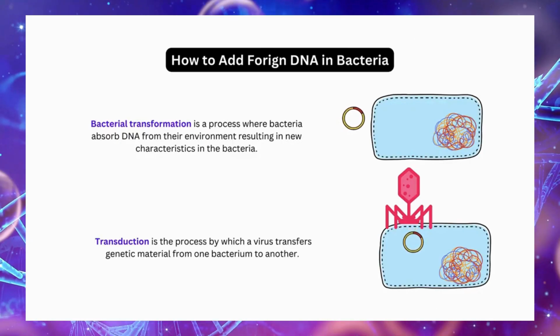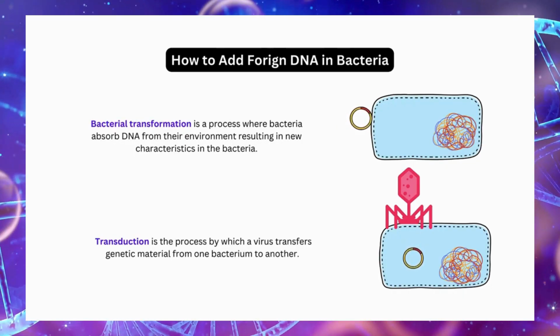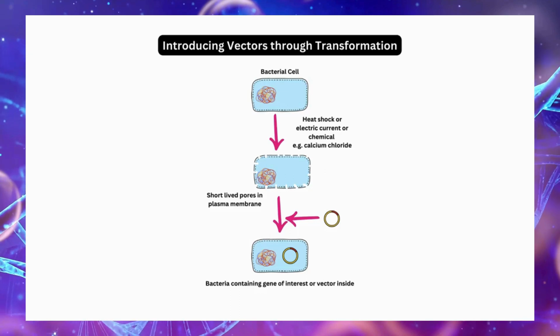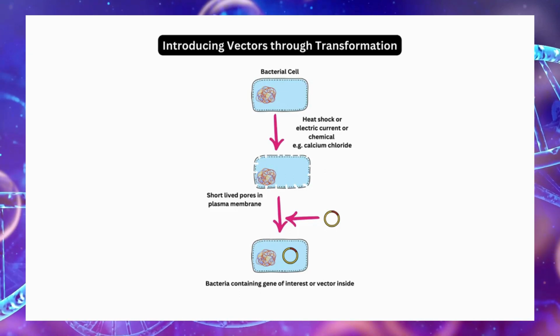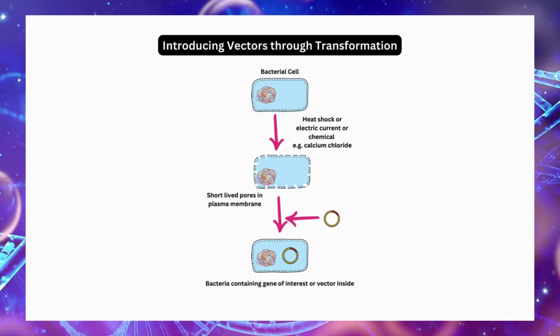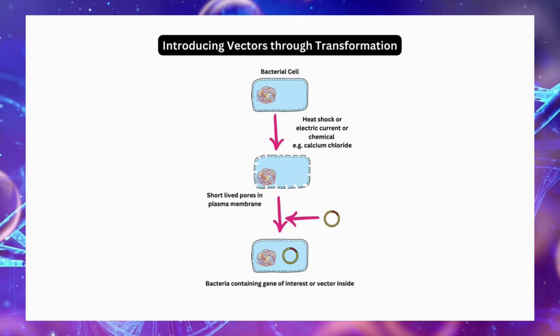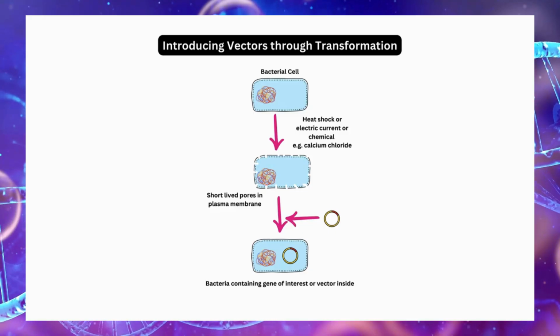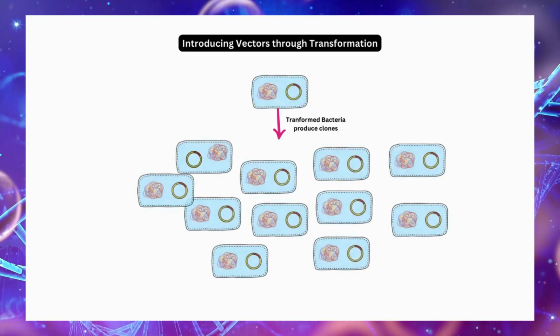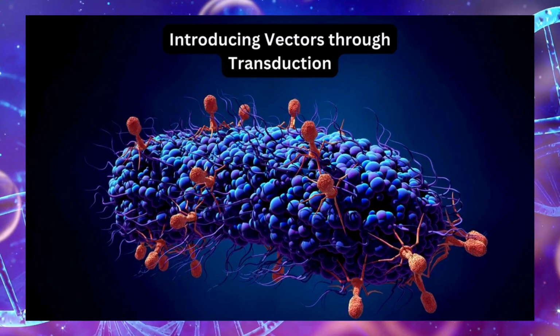The recombinant genes can be introduced into bacteria through transformation or transduction. Transformation involves making bacterial cell membranes permeable, often using calcium chloride, to allow the uptake of recombinant plasmid. Once inside, the plasmid replicates as bacteria divide, creating clones that carry the recombinant gene and produce the desired product.